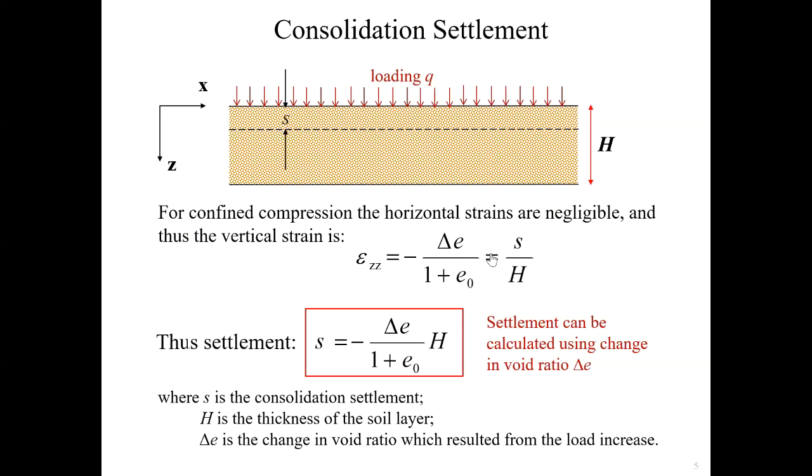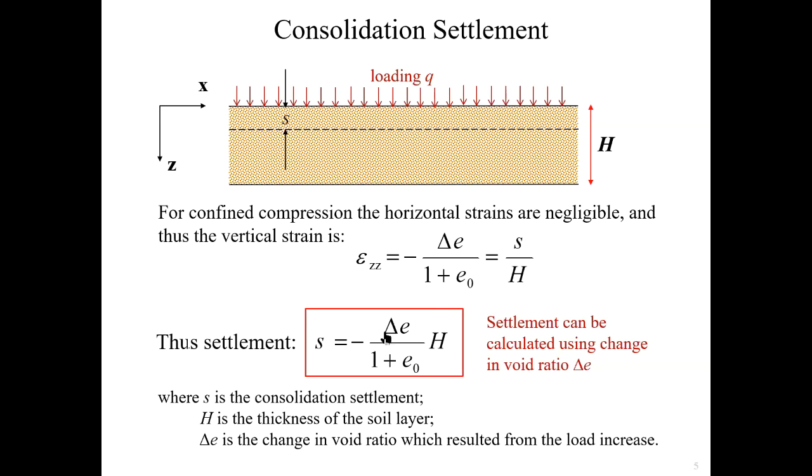From the micro view, we also know the strain is the change in the length divided by the original length. If you consider the settlement as the length, that's also equivalent to S divided by H, capital H. So the settlement can be calculated using the change in the void ratio, delta e, from the stress that was applied. If we do the conversion from those two formulas, S equals negative delta e divided by 1 plus e0, times capital H, and this H is the original sample height.